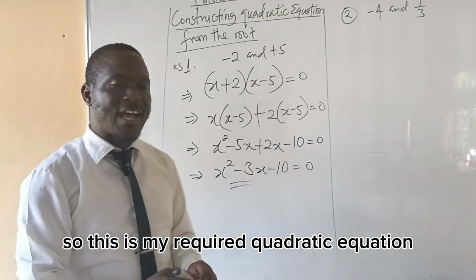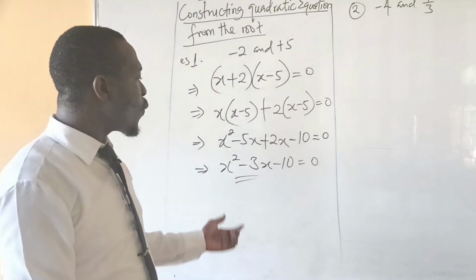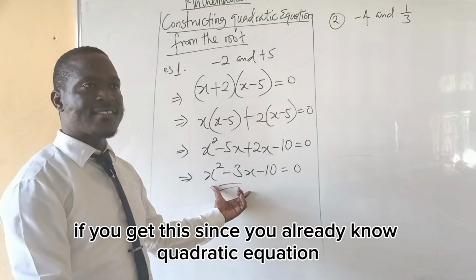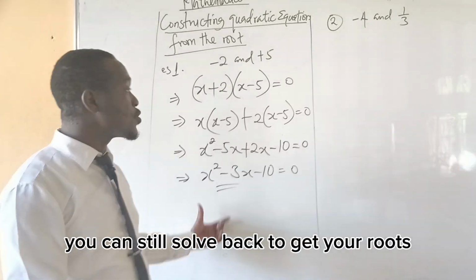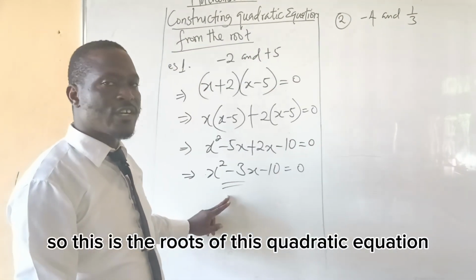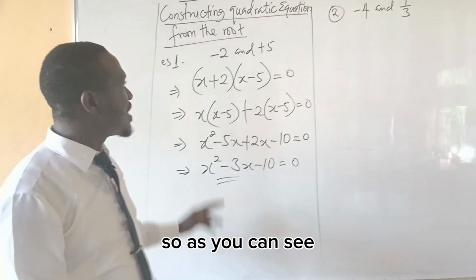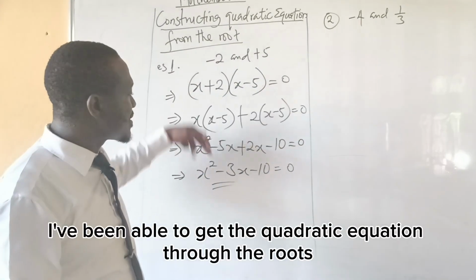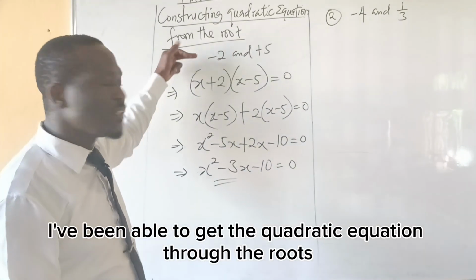So this is my required quadratic equation. If you get this, since you already know quadratic equations, you can still solve back to get your root. So this is the root of this quadratic equation. As you can see, I've been able to get the quadratic equation through the roots.